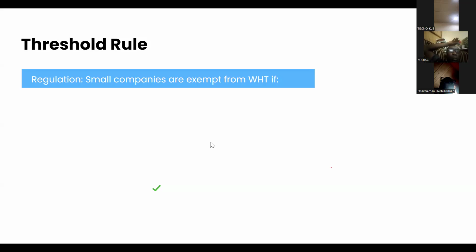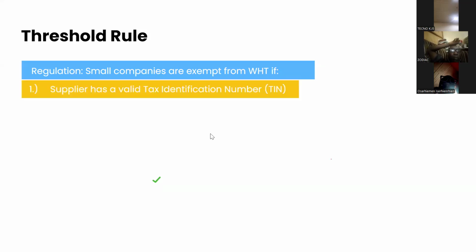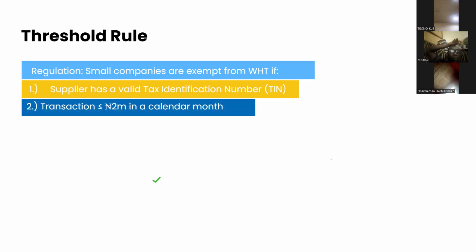The slide is saying, number one, small companies are exempt from withholding tax if the supplier, the person supplying to you, has a valid tax identification number. So if you are a company and you don't have a tax identification number, they are supposed to withhold no matter the amount. But I'm going to discuss that further in the next slide. Then two, the transaction is less than or equal to 2 million in a calendar month.